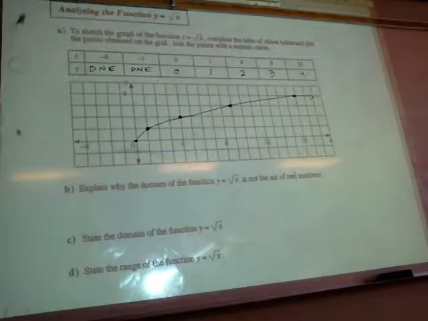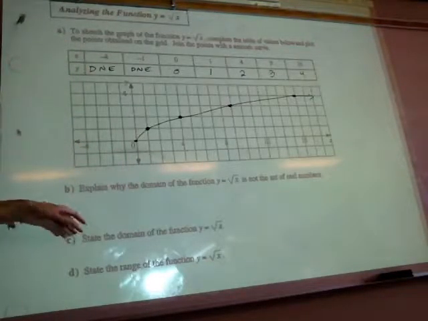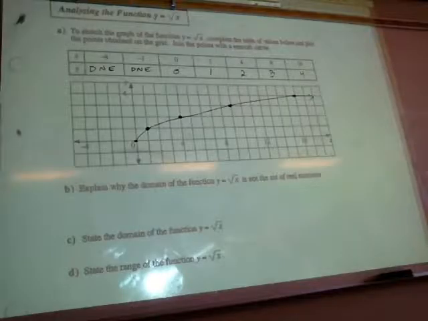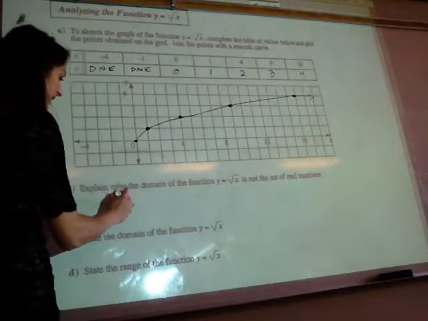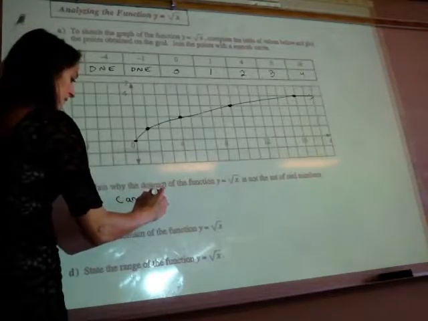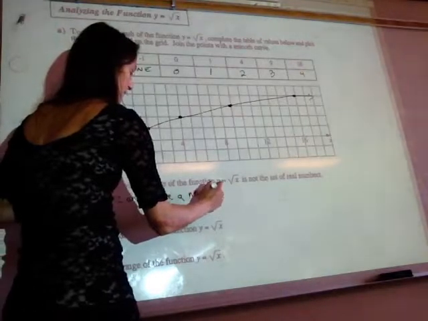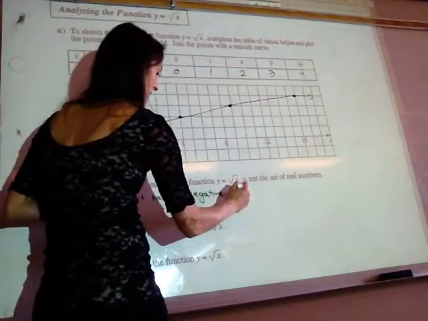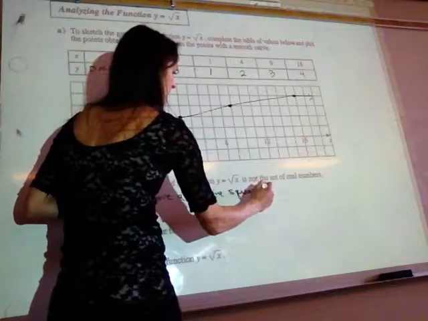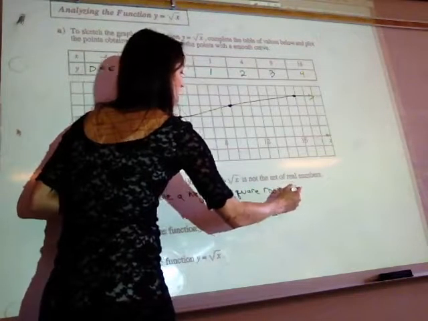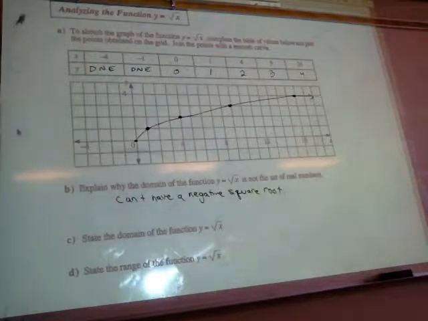We've already talked about it a little bit, but explain why the domain of the function is not the set of all real numbers. Good, you can't have a negative square root. Therefore, any value of x that is negative will be undefined.